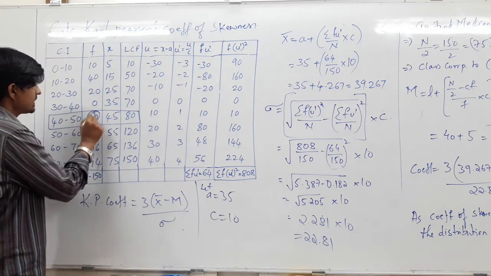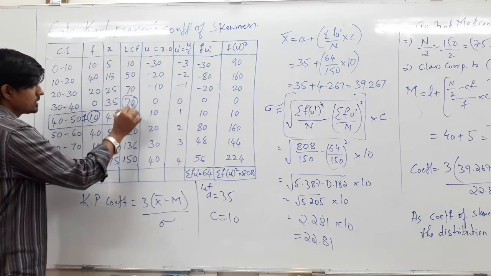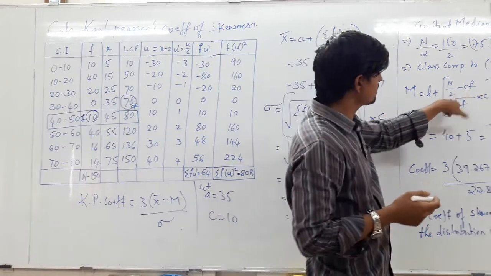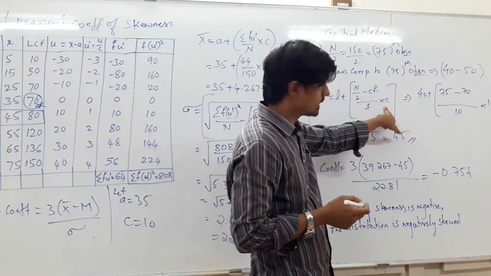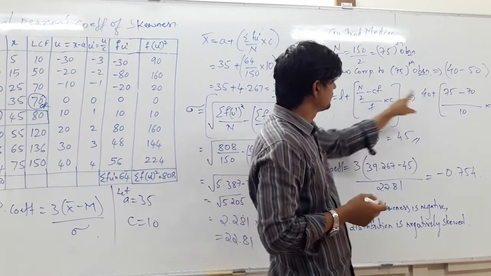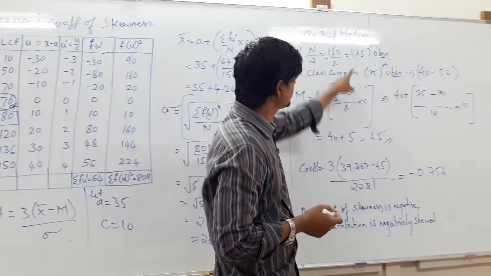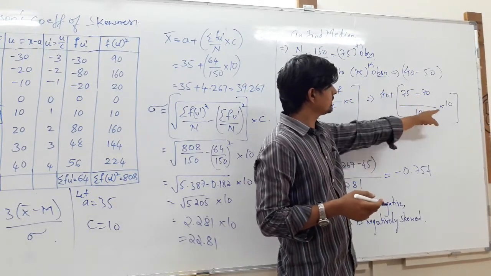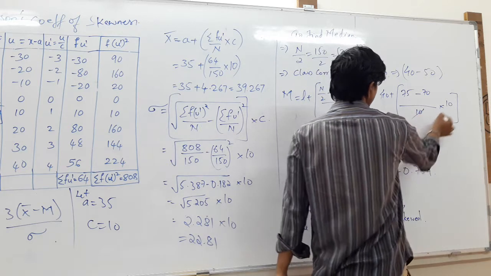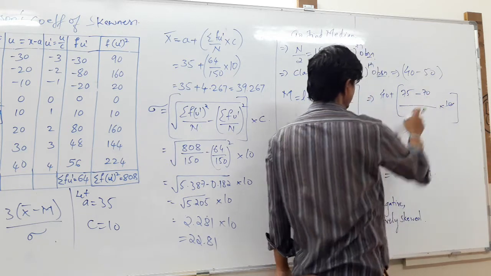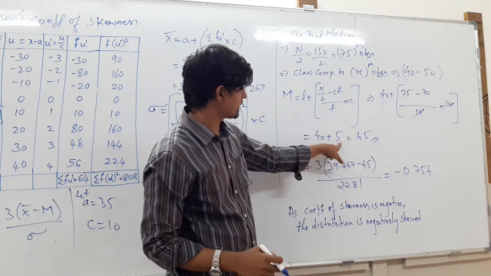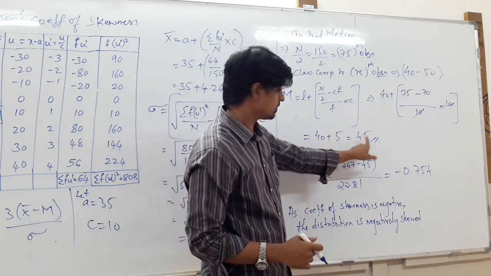Now, this is the f and this is the CF, which we have written here. Median equals L plus n by 2 minus CF divided by f into c. What is the L value? 40 plus n by 2 value 75, minus CF value 70, divided by 10. So this 10 and this 10 get cancelled. What is 75 minus 70? It is 5. So 40 plus 5 is equal to 45.